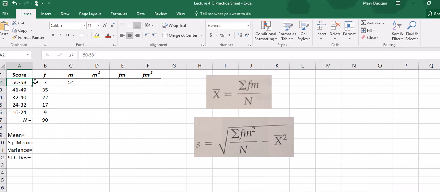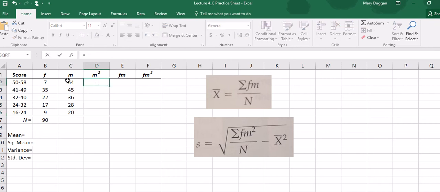Now, instead of doing the calculation for each of these, I know that the class intervals are the same size, and so I'm going to add 4 to each of these to make the midpoint. Recall from our last video that, according to the order of operations, exponents come before multiplication. And so we're going to need to square the midpoints before multiplying them by the frequencies. So in the next column, I'm going to square the midpoints.